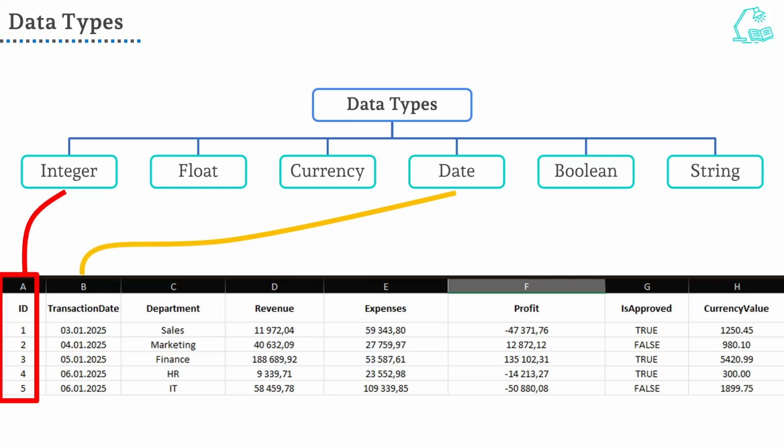Next, we move to the transaction date column, which represents the date type. These are actual calendar dates, and Excel stores them as date values, allowing sorting, calculations, and time-based analysis.